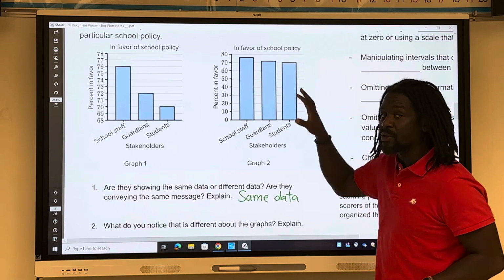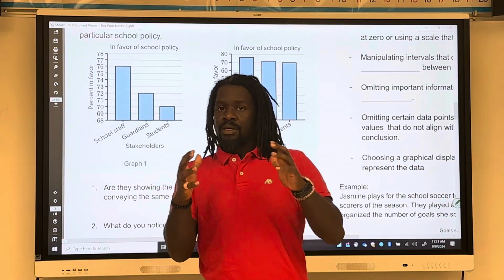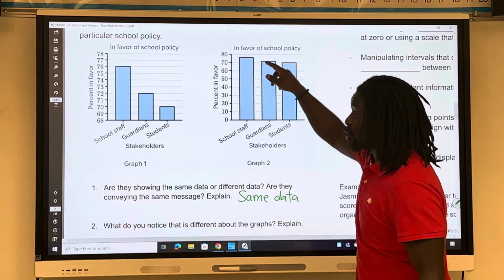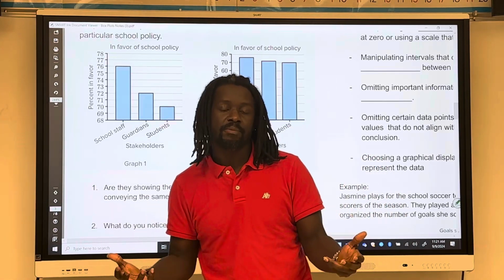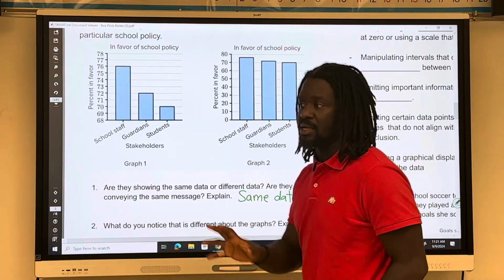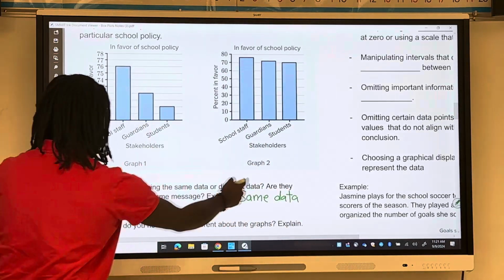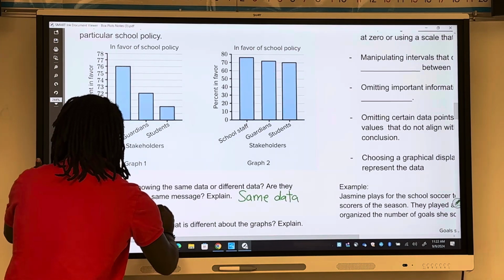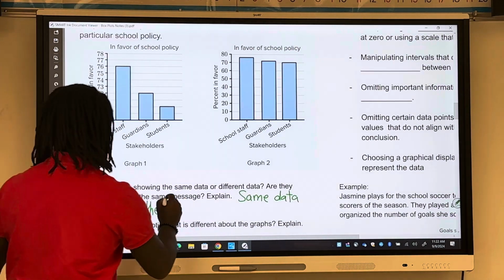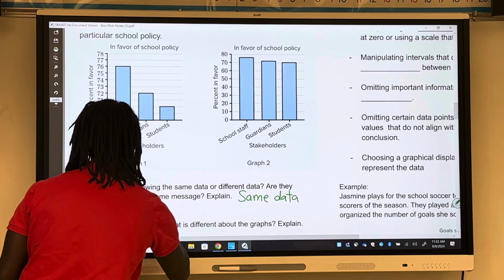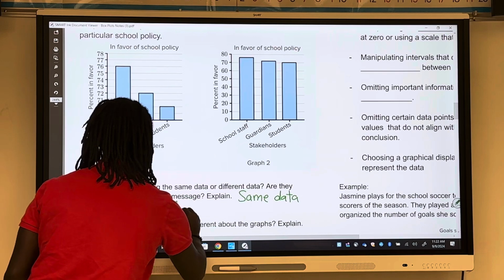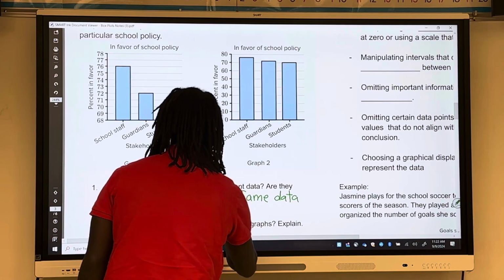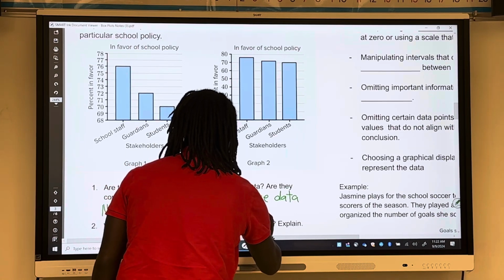But if I look at the other one, those differences don't look that significant. These bars are really close together. They're very similar. And so they do send a different message. Are they conveying the same message? I would say no, because the first graph, graph 1, appears to show greater differences.